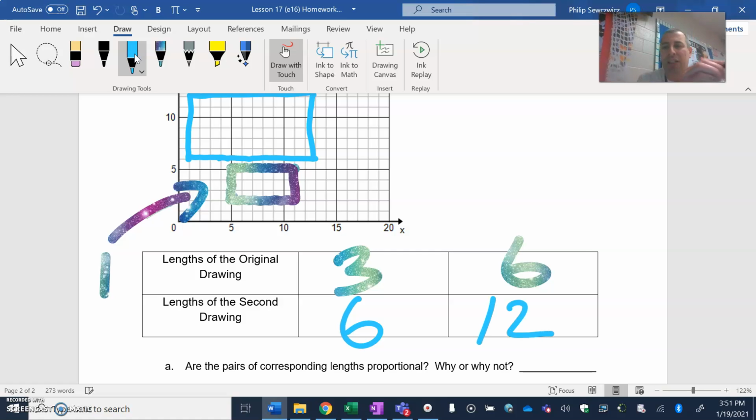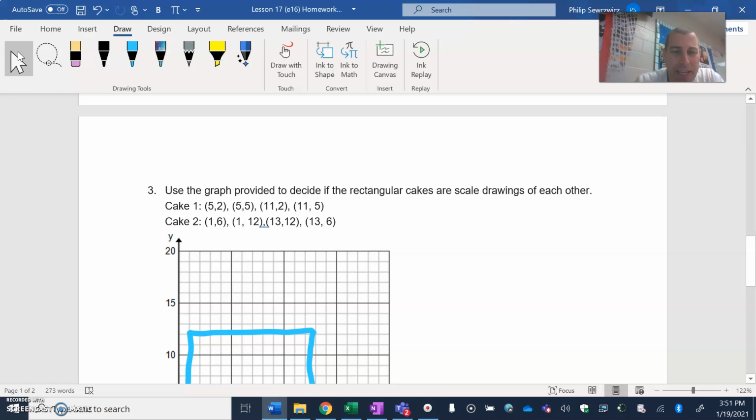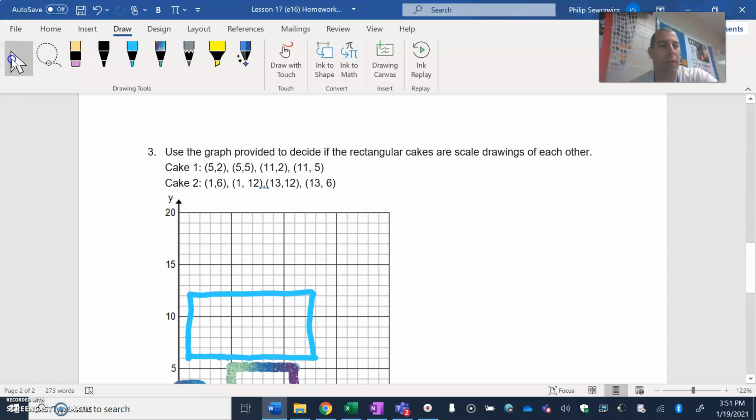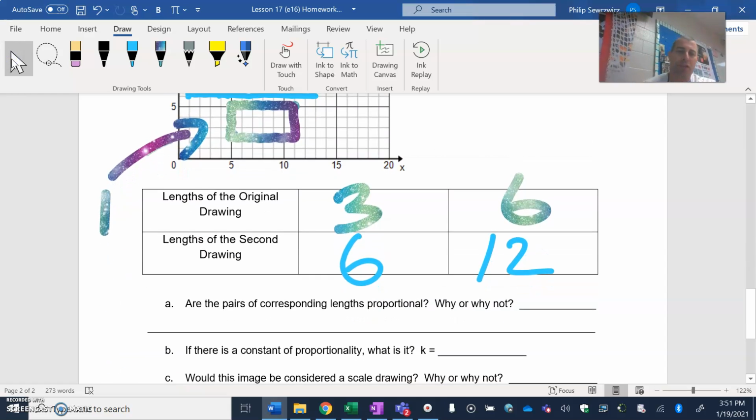But again, I can use my x coordinates because it looks like my x-axis. And yeah, let's see here. I'm going from a 1 to a 13. Yeah, that is a 12. All right, so I feel good about what we got going on here. So are the pair of corresponding lengths proportional? All right. Okay, yes, they are.